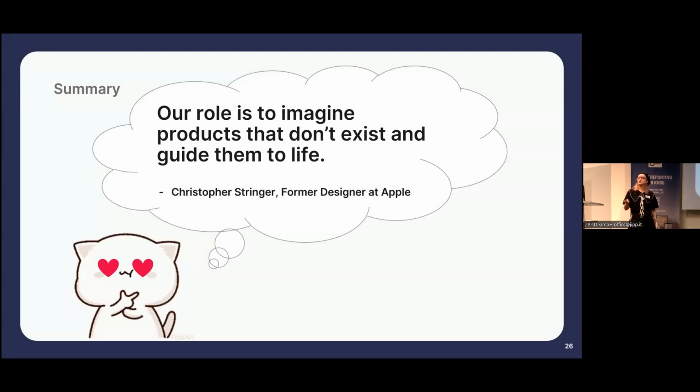Our role is to imagine products that don't exist and guide them to life. Let's never forget that sometimes we create software out of purely an idea, an intuition, and there's nothing there yet. So we need to get messy. We need to have iterations. We need to still be able to explore and do workshops. And these kinds of topics often don't fit into a very strict agile framework, like maybe Scrum can be if you follow it to a T.